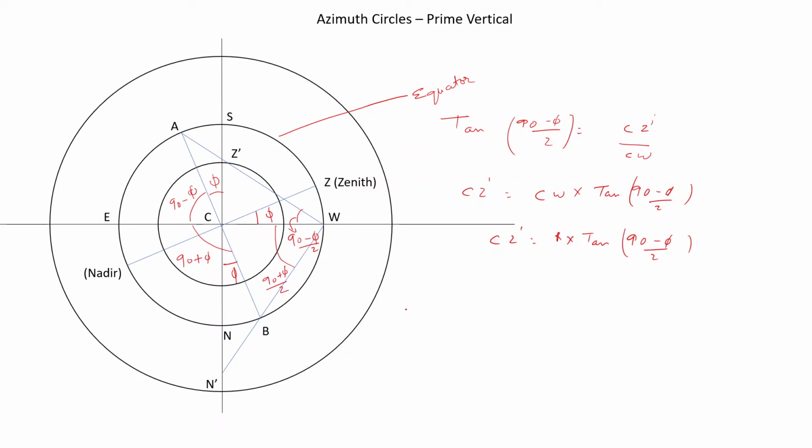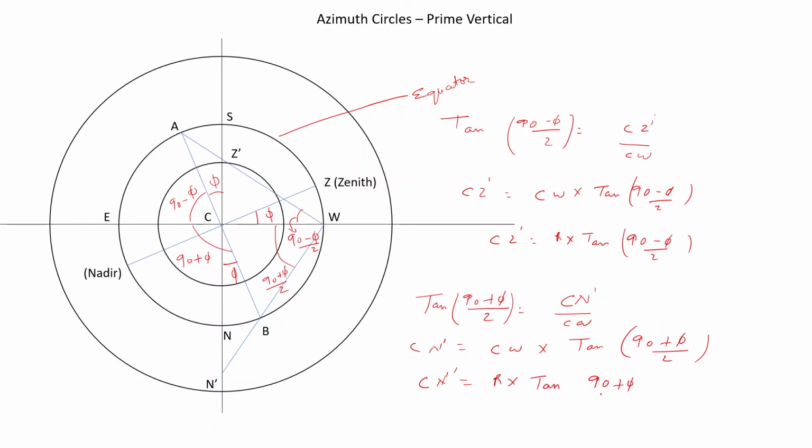In the right angle triangle N dash CW, tan of (90 plus phi) divided by 2 is equal to CN dash upon CW. Therefore, CN dash is equal to CW into tan of (90 plus phi) divided by 2. CN dash, which is the part of the diameter of the prime vertical towards nadir, is equal to CW, which is the radius r of the equator, into tan of (90 plus phi) divided by 2.